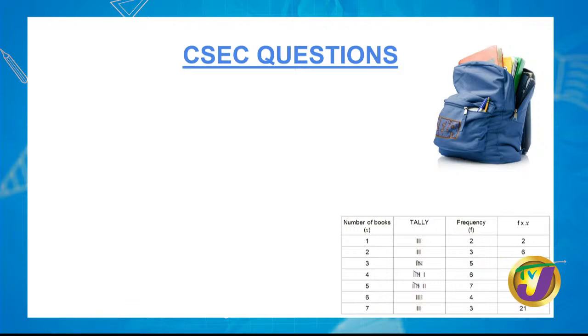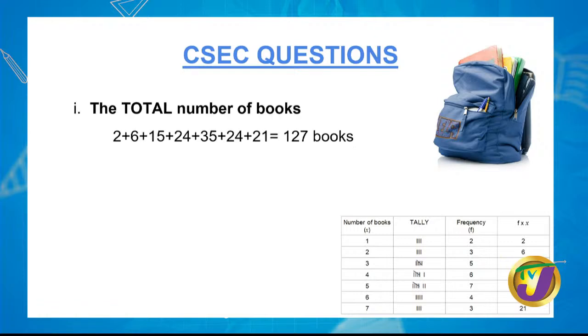So in order to find the total number of books for the entire class of 30, we would need to go ahead and find the total of that column that says frequency times midpoint. Frequency times x. Okay, no problem. Frequency times the number of books. All right, so the total number of books in all the 30 students' bags is a whopping 127 books.